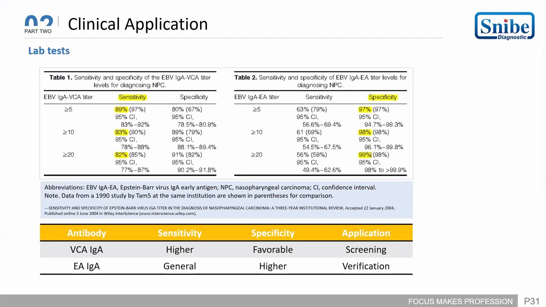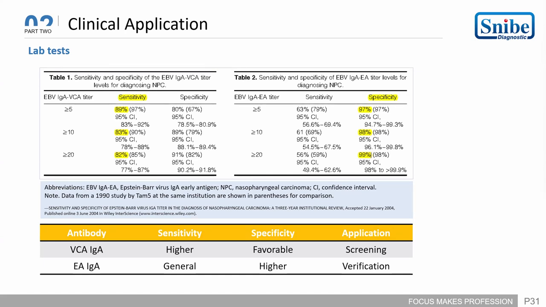If we talk about the lab testing, the sensitivity and specificity of the EBV IgA VCA titer is around 89% sensitivity at values greater than 5, 83% at greater than 10, and 82% at titers greater than 20. The specificity of the EBV IgA VCA titer for diagnosing NPC is around 97, 98, and 99%, with concentrations of greater than 5, greater than 10, and greater than 20 respectively.